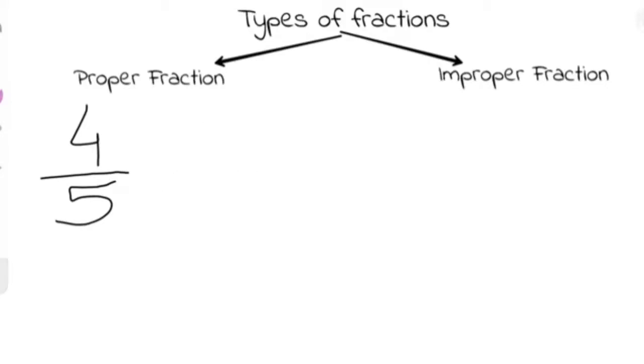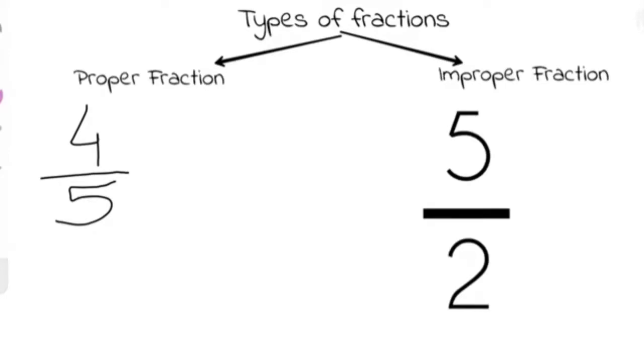Similarly, in improper fractions, we have numerator as bigger and denominator as a smaller number. So wherever you see numerator as bigger and denominator as smaller, consider it as improper fraction.